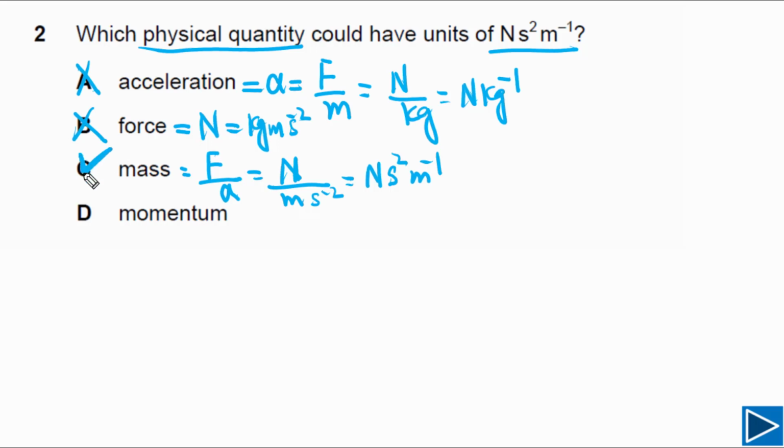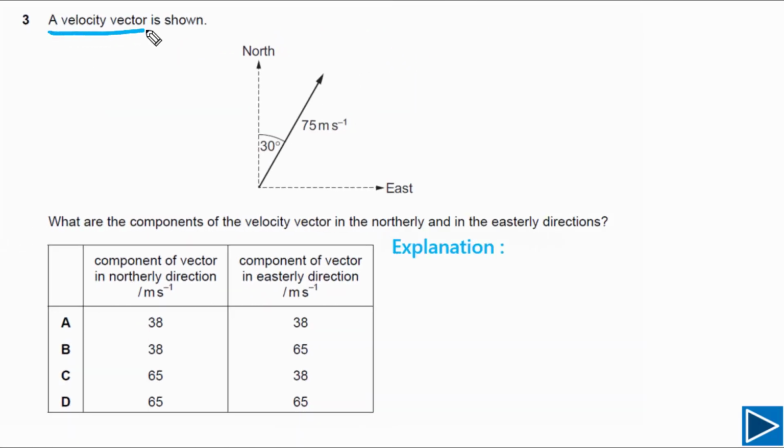This is the correct answer. But if we look at momentum P, this is equal to mv, the unit of mass is kg and the unit of velocity is meter per second, so this is also not a possible answer, so the answer is C. For this question a velocity vector is given.